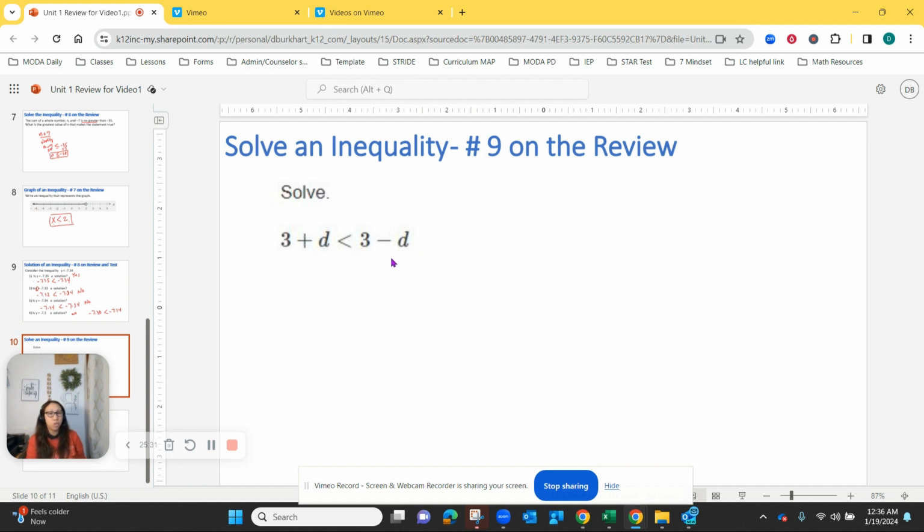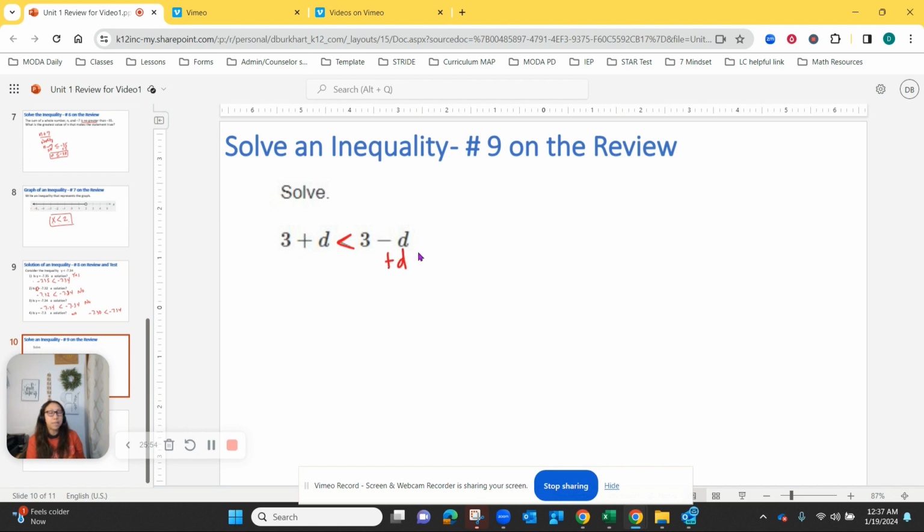So what I would do here is collect all my variables to the left side of the inequality. That means I'm going to take that negative d and put it on the left side by using the inverse operation. The opposite of negative d is adding d.